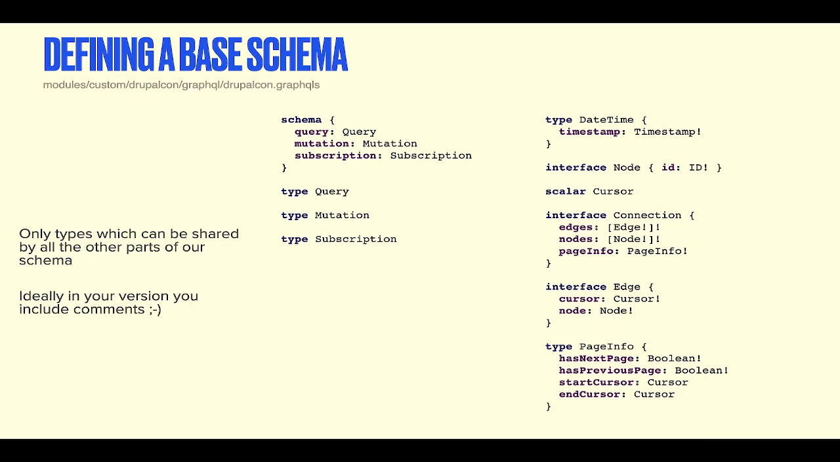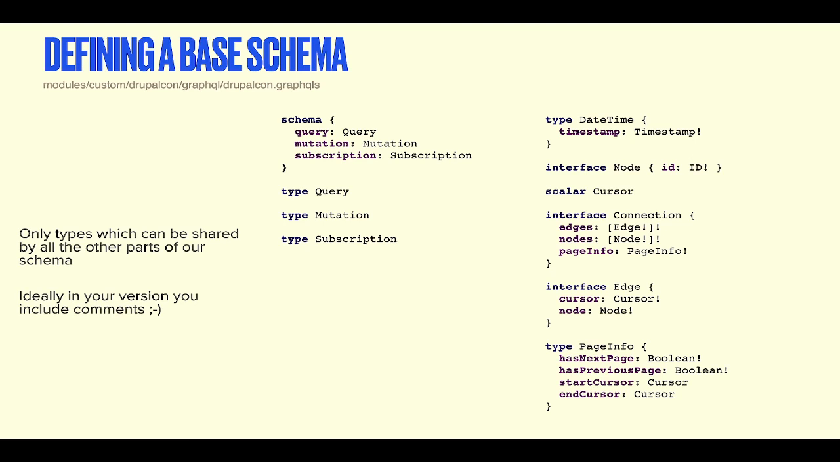And on the right-hand side, you see we define some shared types. At the top, there's a date time, which only has a timestamp. We could return a timestamp directly rather than wrap this in a type, but this gives us the opportunity in the future to expand it with other representations of time if we would like to.